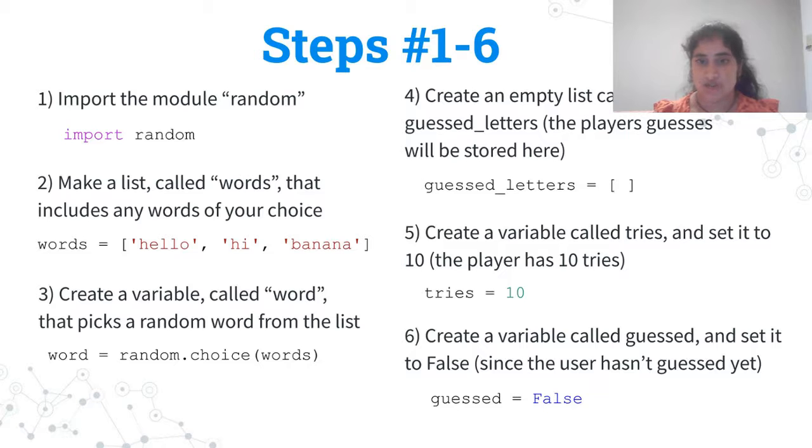So the answer to this step is tries is equal to 10. We've created a variable called tries, and we've set that to the number 10. Keep in mind you don't need quotation marks since this is a number.